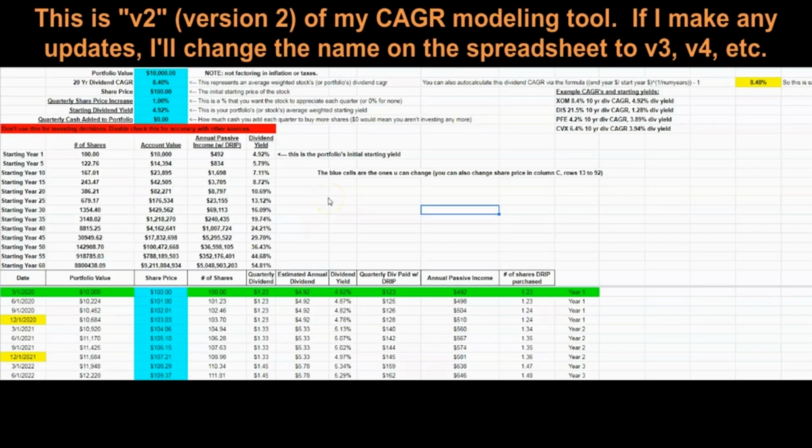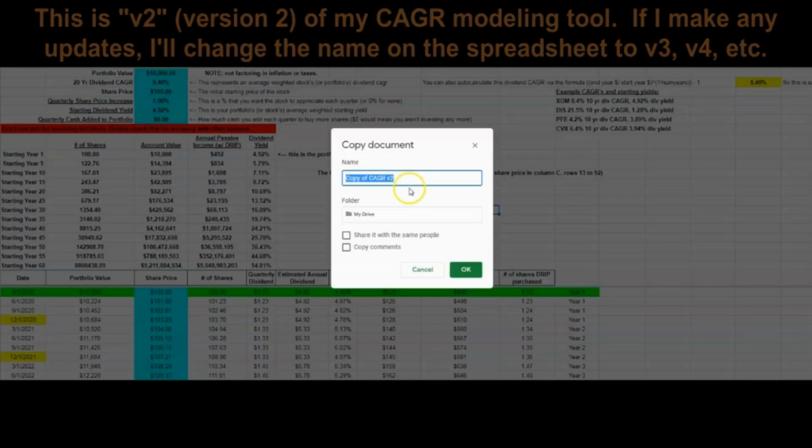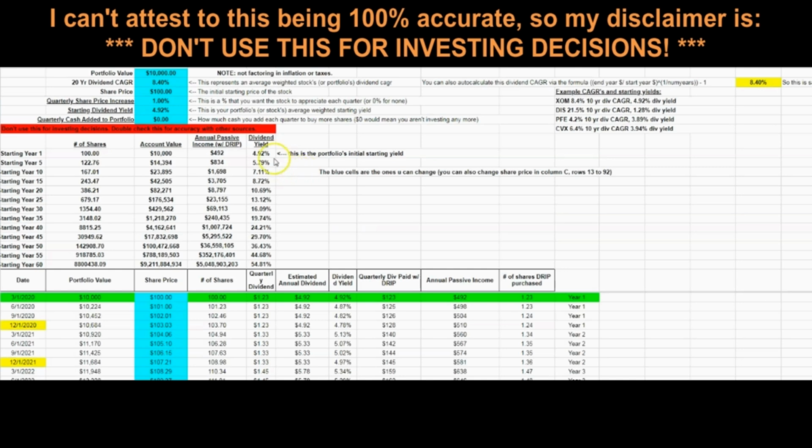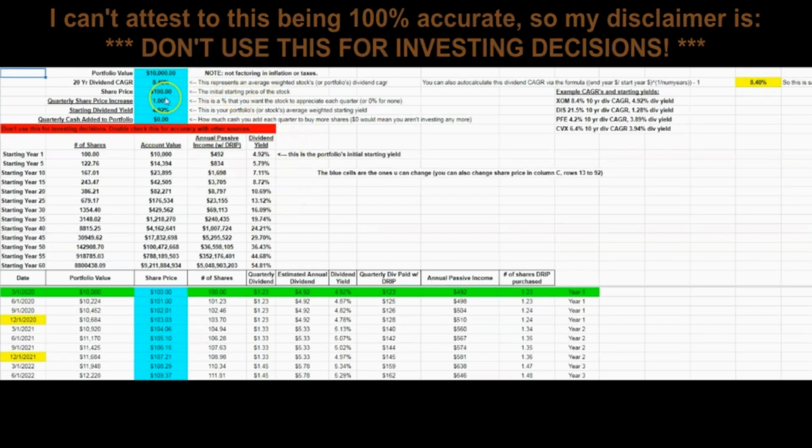This is the spreadsheet that you'll click on in my description. You'll get a link to it. To make a copy, you just come up here and go File, Make a Copy. Copy it, call it whatever you want. Just hit OK. And then the copy will end up on your private Google Drive. No one else can touch it. It'll look just like this.